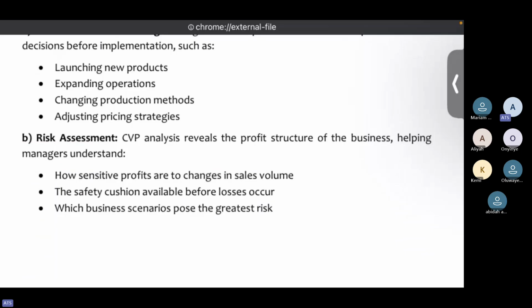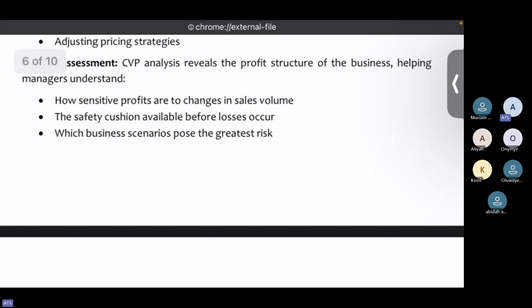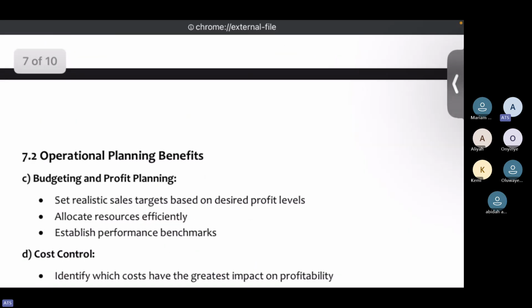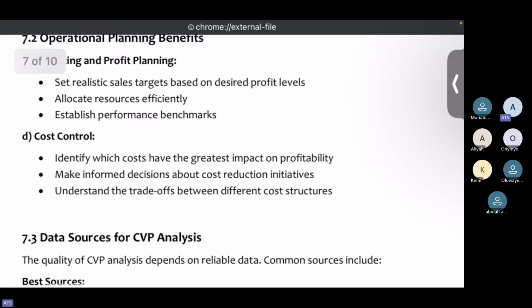So things like margin of safety, like target profit, like BEP, you use them when you want to know how sensitive your profits are to changes in volume. What will happen if one big loss occurs? Will I still be safe? How risky is the business? It helps you to know. It also helps with planning, with budgeting, with cost control.